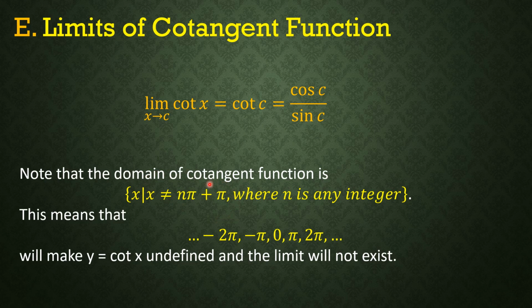That will happen if you have the multiples of pi, because sine pi, sine negative pi, sine 2 pi, sine 3 pi, 4 pi, and all multiples of pi make the sine function 0. So we will disregard that, because if you try to use that, then the limit does not exist in the two-sided limit, and cotangent x, where x is a multiple of pi, is undefined. So let us have examples.